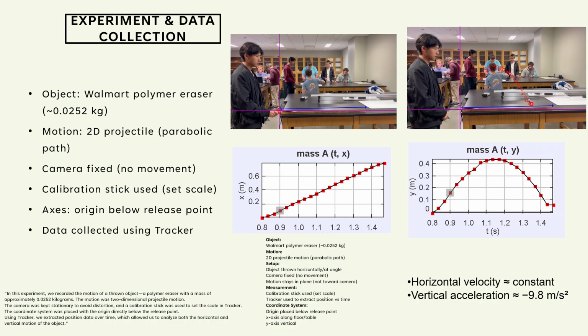Experiment and data collection. In this experiment, we recorded the motion of a thrown object, in this case a polymer eraser with a mass of 0.0252 kilograms. The motion was a two-dimensional projectile. The camera was kept stationary to avoid distortion, and a calibration stick was used to set the scale in the tracker. The coordinate system was placed with the origin directly below the release point. Using tracker, we extracted position data over time, which allowed us to analyze both the horizontal and vertical motion of the object.